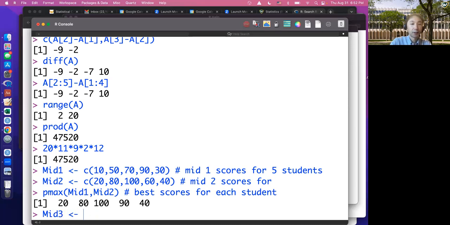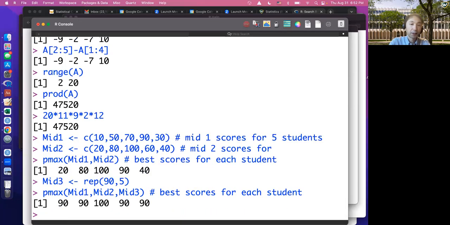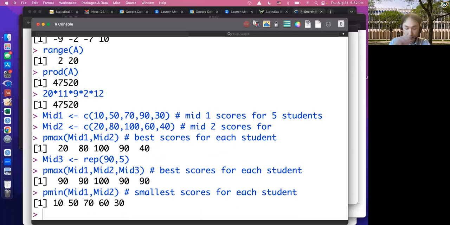Suppose this one, everyone gets 90, for example. pmax of mid1, mid2, mid3, I don't know. Yeah, it works. And pmin also works in the same way. So pmin gives the smallest score for each student.